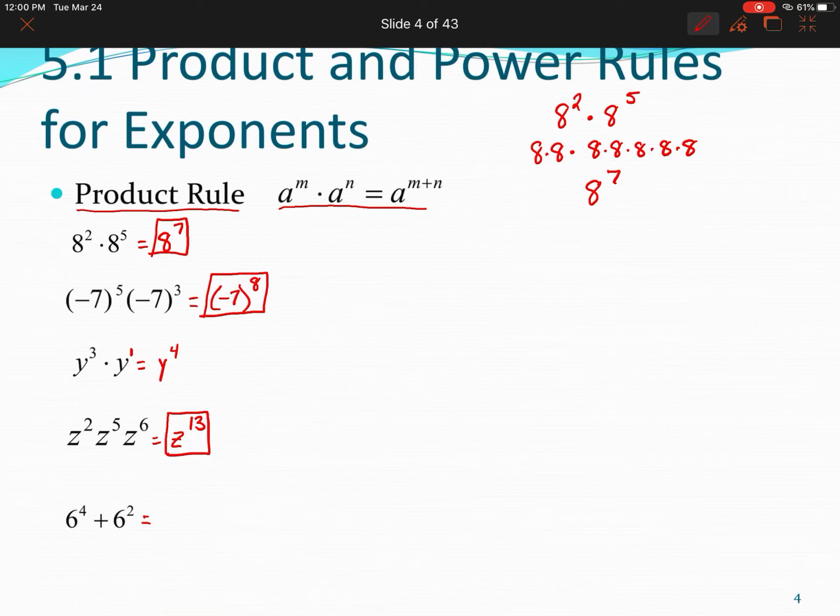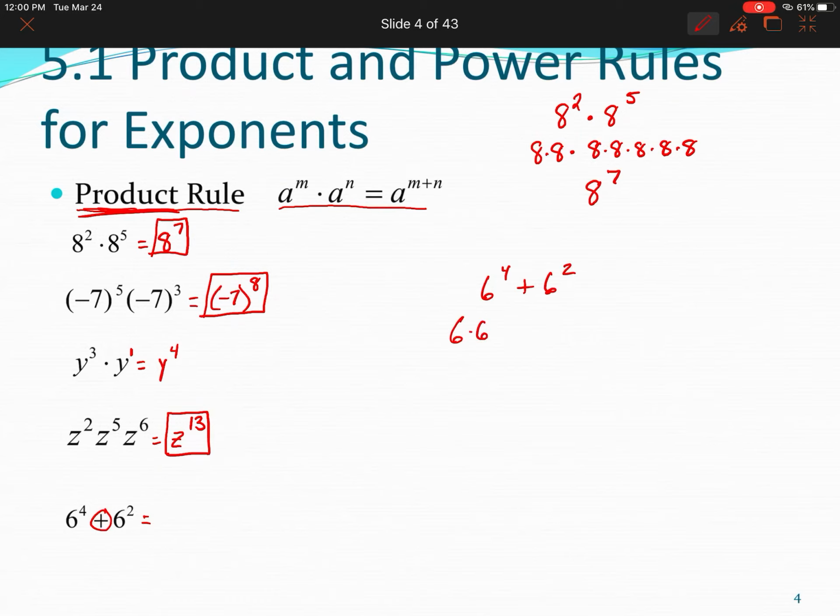And then what about the next one? So I always ask in class, tell me what this one is. And I always have a lot of answers. I have 6 to the 6th, and I have 12 to the 6th, and I have all these different things. And actually, none of those are correct because the product rule, what does the word product mean? It means multiply, right? Well, in this case, we are adding. So the product rule does not apply.